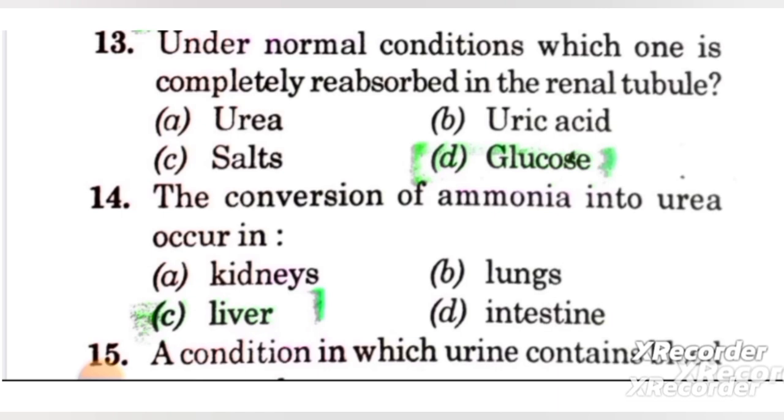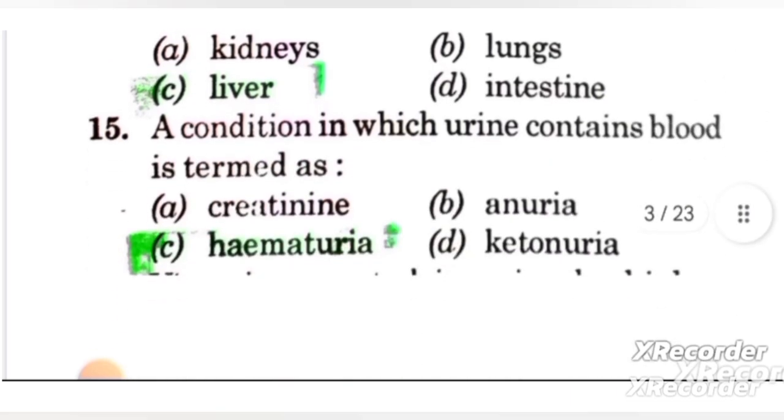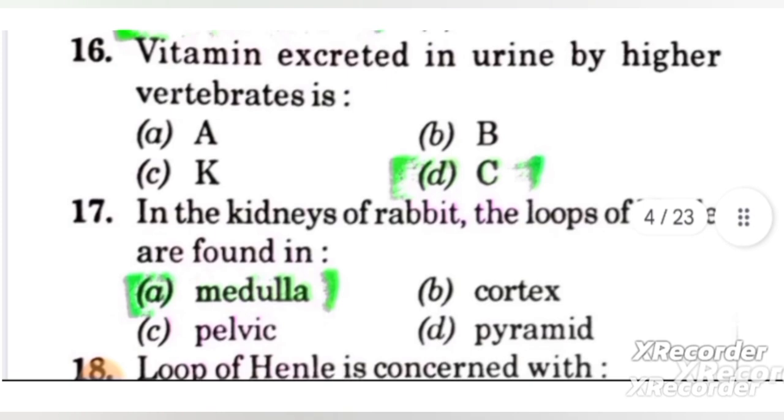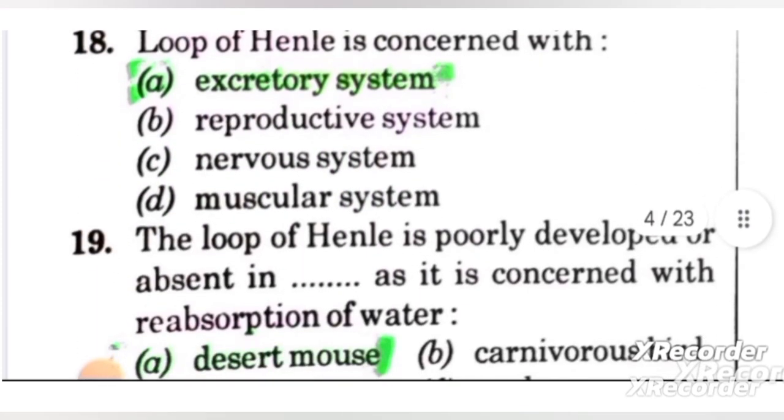Next, 14. The conversion of ammonia into urea occurs in liver. Next, 15. A condition in which urine contains blood is termed as answer C: hematuria. Next, 16. Vitamin excreted in urine by higher vertebrates is answer D: C. Next, 17. In the kidney of rabbit, the loops of Henle are found in answer A: medulla. Next, 18. Loop of Henle is concerned with answer A: excretory system.